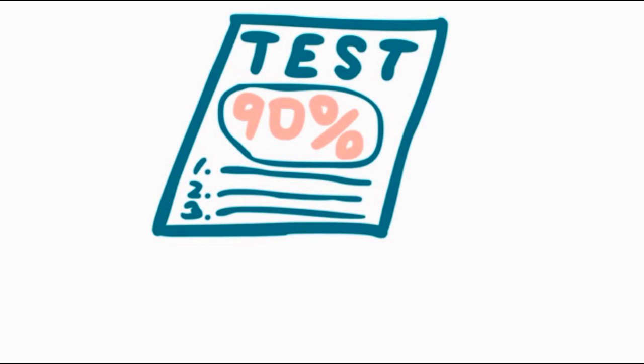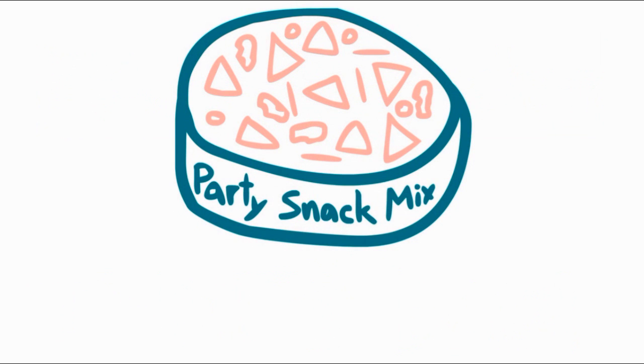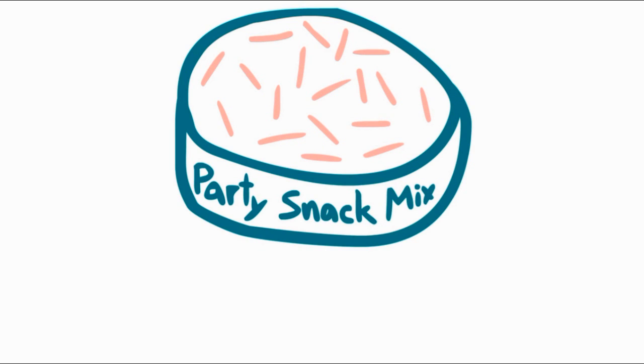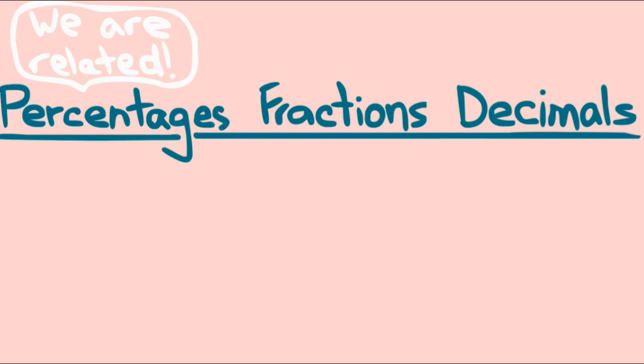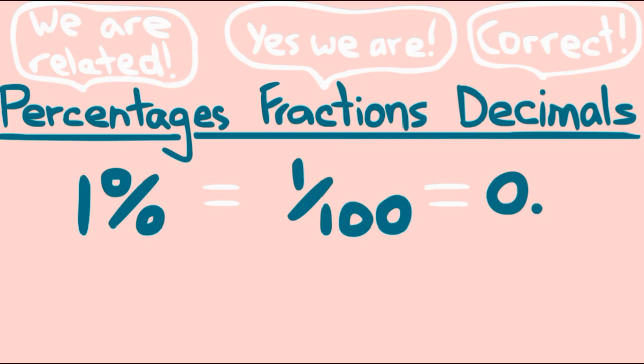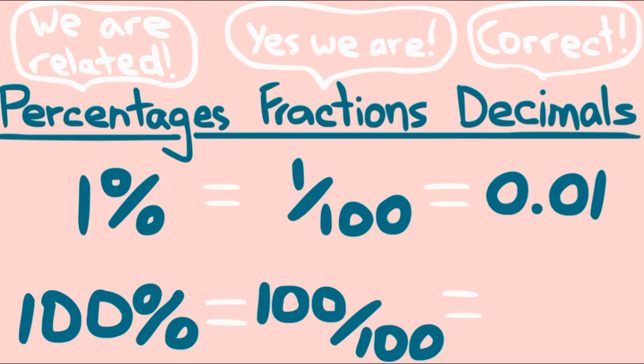90% on a test. That's good. 10% of the weekend left. That's bad. 40% chips in your party mix. That's good. 100% of just pretzel sticks. That's bad. Percentages are related to decimals and fractions. It's easy to quickly convert your numbers into them. 1% is the same as 1 over 100 or 0.01. 100% is the same as 100 over 100 or 1.